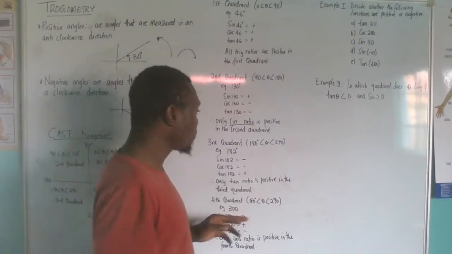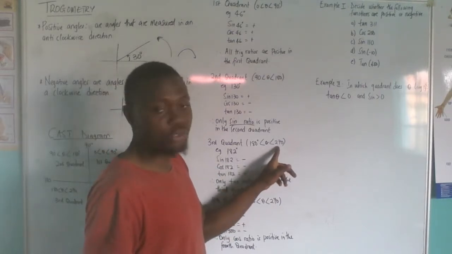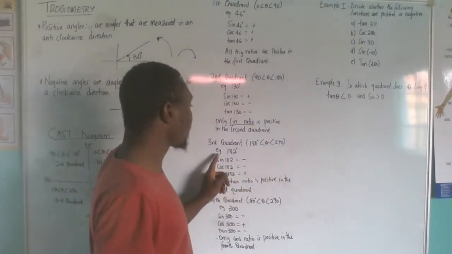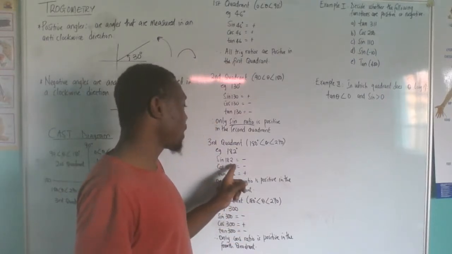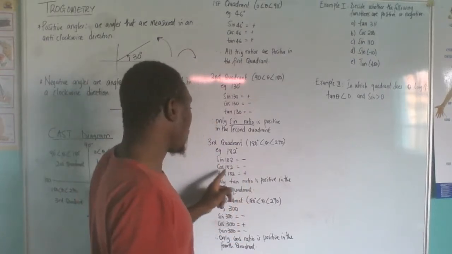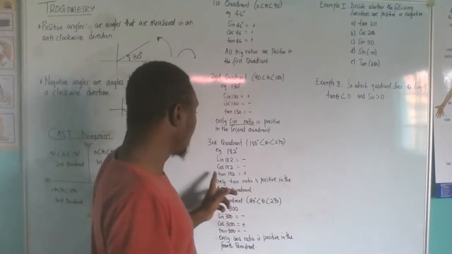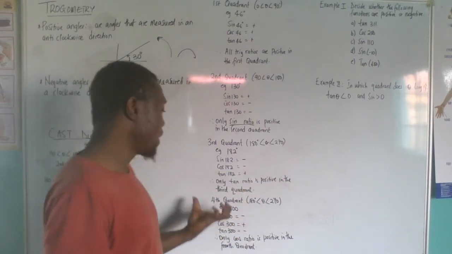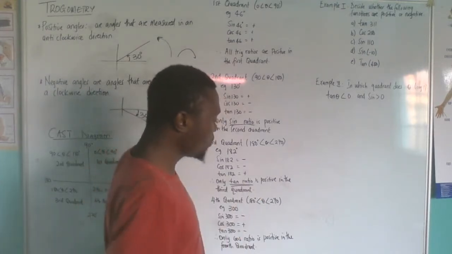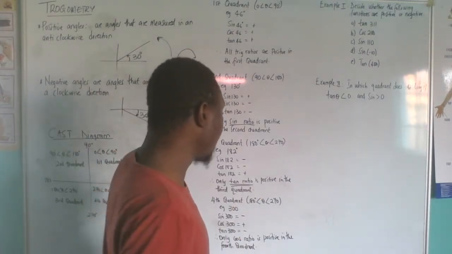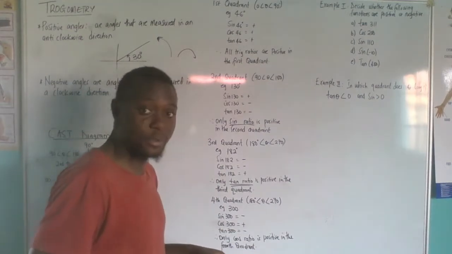In the third quadrant, that's between 180 and 270, take any angle, for example 182. Sine 182 will give you a negative. Cos 182 will give you a negative. Tan 182 will give you a positive. That means only tan will give you a positive. So only tan is positive in the third quadrant.